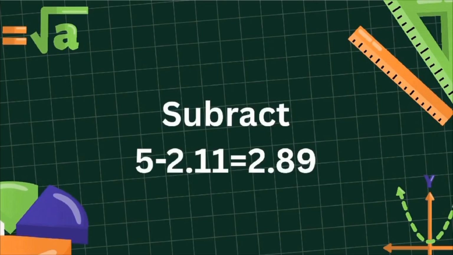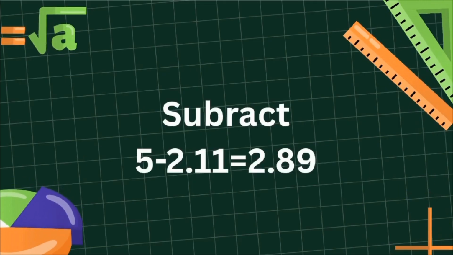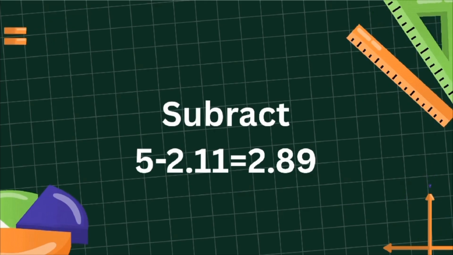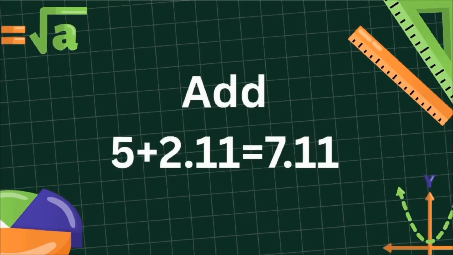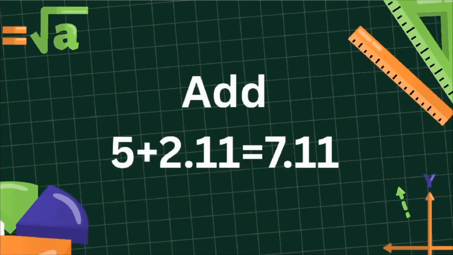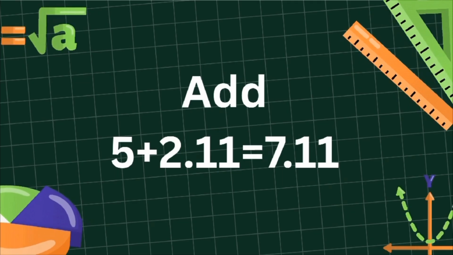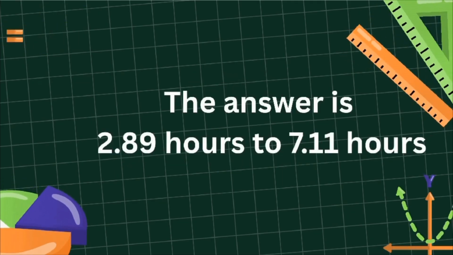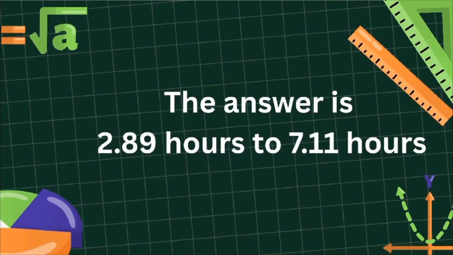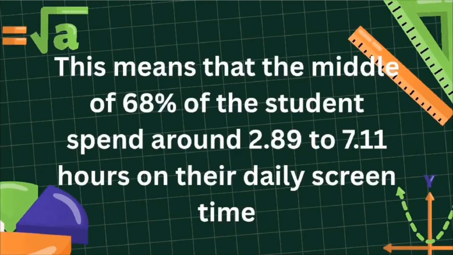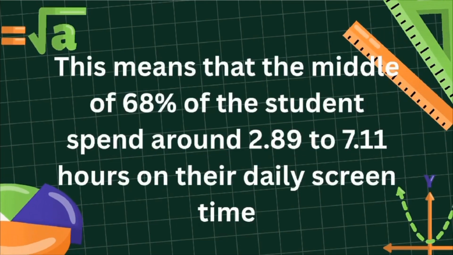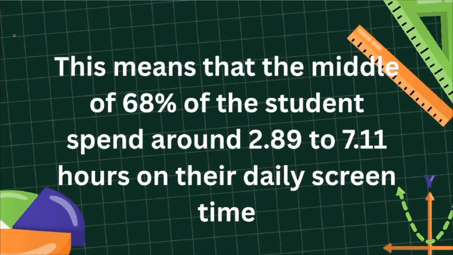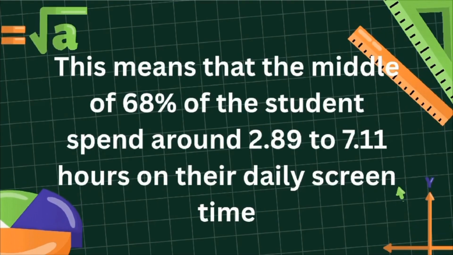And next is to subtract the standard deviation, which is 5 minus 2.11 equals 2.89. The next is to add. So 5 plus 2.11 equals 7.11. So the answer is 2.89 and 7.11. So this means that the middle 68% of the students spend around 2.89 to 7.11 hours on their screen time.